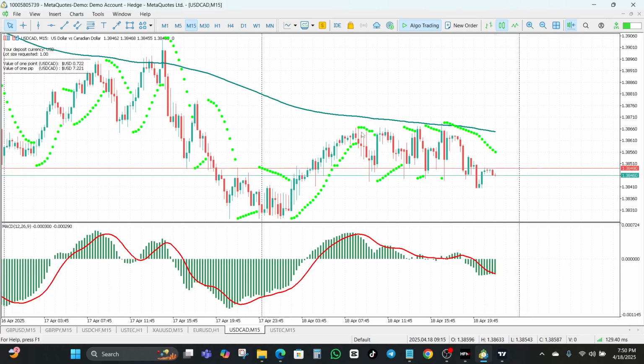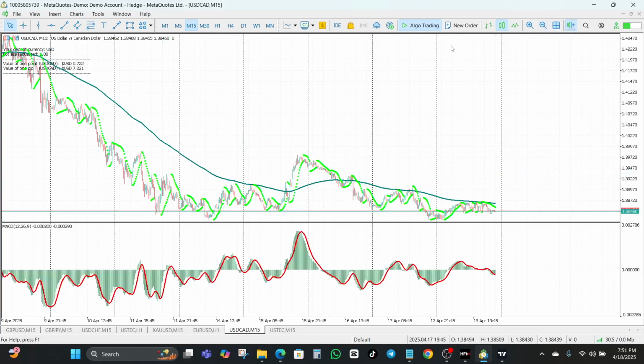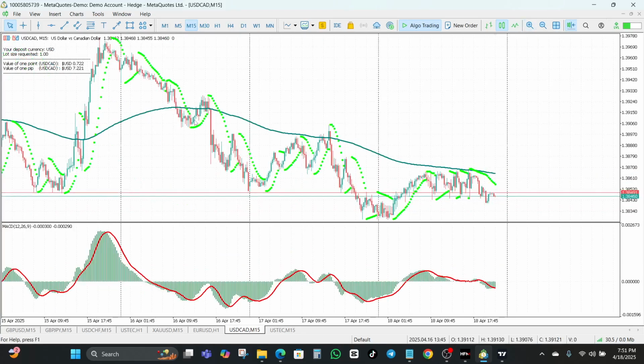All right. Now let's talk about how to combine these three wonderful indicators. For a buy setup, your price must be above the 200 EMA. Then you have to make sure that your MACD line has crossed above the signal line. Then your parabolic SAR dots should flip below the candles. In that case, you can look for buy opportunities. So this would have been a good place to enter a buy trade.